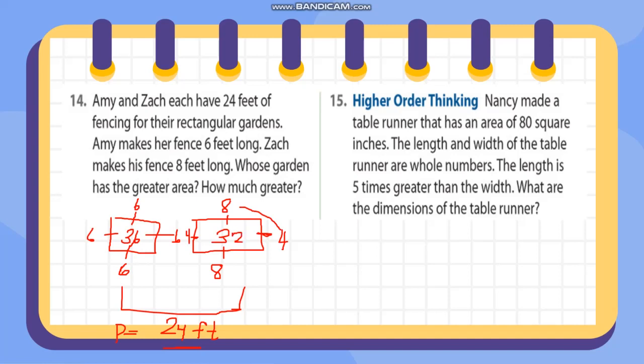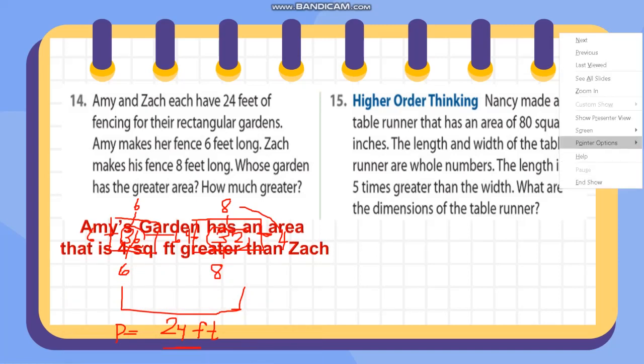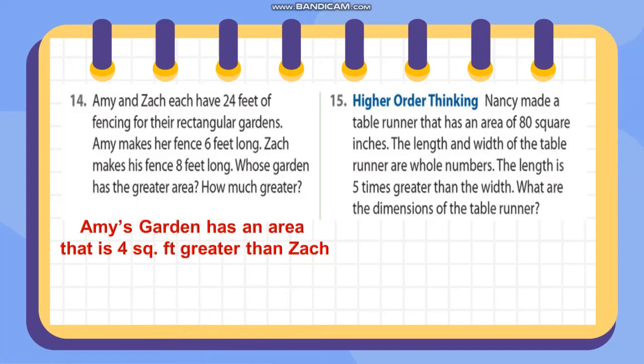So whose garden has the greater area? The area of Amy's is 36, the area for Zach's is 32, so Amy has the greater area. And how much greater? 36 minus 32 is equivalent to 4. So the final answer: Amy's garden has an area that is 4 square feet greater than Zach's.